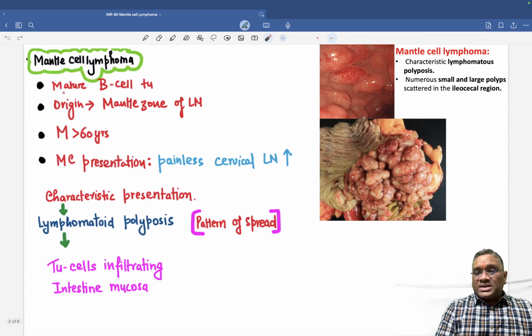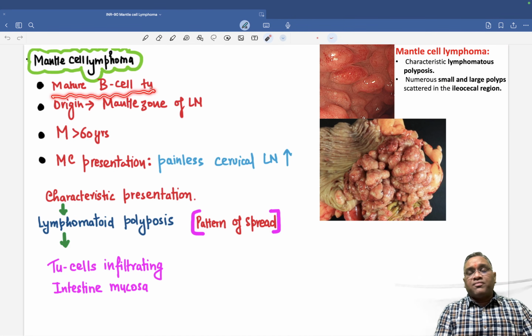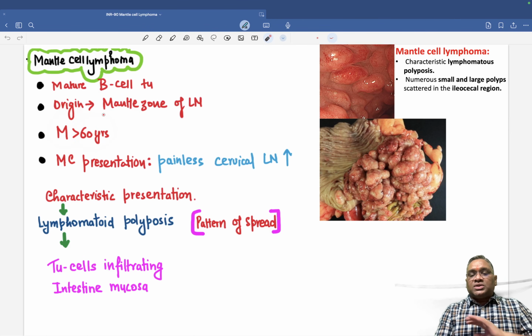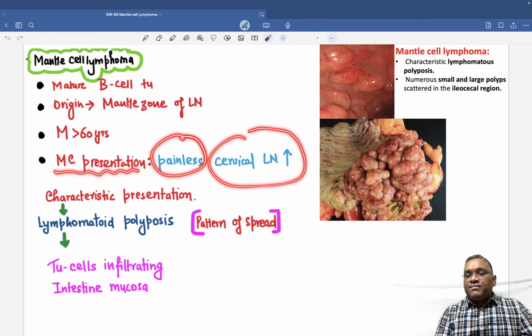So, what is mantle cell lymphoma? It is a mature B cell type of tumor. Remember, this is a mature B cell type of tumor, and their origin is from the mantle zone of the lymph node. So, who will be commonly affected? Males beyond 60 years. These are older individuals who will be affected, and the most common presentation will be painless cervical lymph node enlargement.